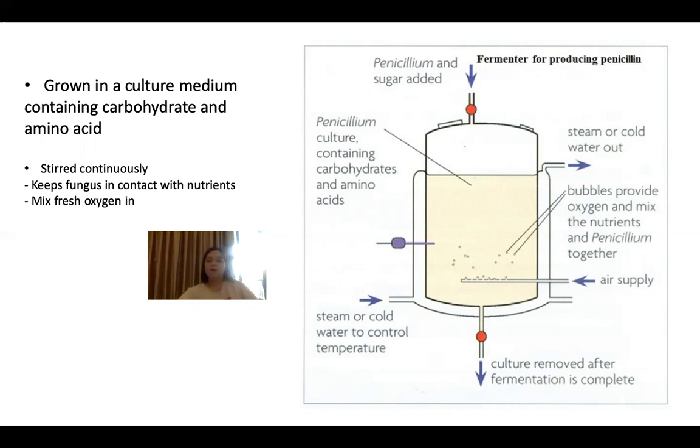Okay, so this culture contains carbohydrate and amino acid. Obviously, it is to give nutrients for the penicillium. So let's just go through one by one. This is where penicillium is added. There's this hole here and the sugar. Here you have your culture. So your nutrients inside your culture, which includes carbohydrates, includes amino acids.